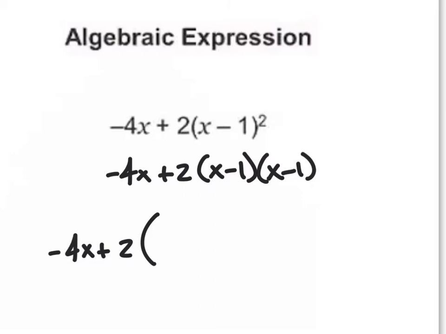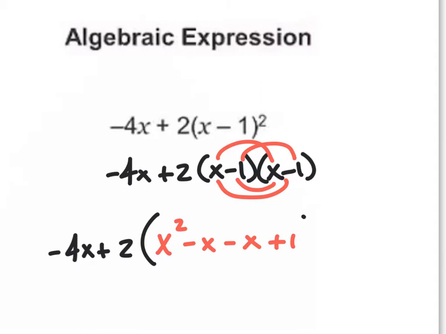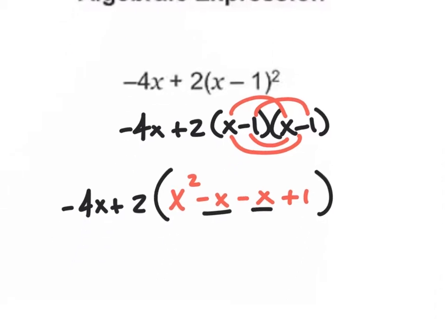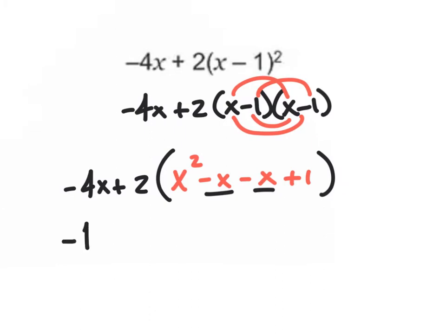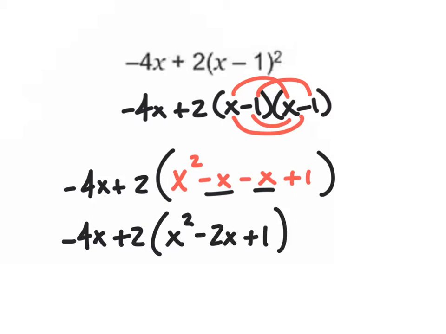And so if I do x times x, that's going to give me x squared. x times negative 1 is negative x. Negative 1 times x is going to give me another negative x, and then negative 1 times negative 1 is positive 1. Now let me combine my like terms here first, before we do anything else. So now I've got negative 4x plus 2 times the trinomial x squared minus 2x plus 1.